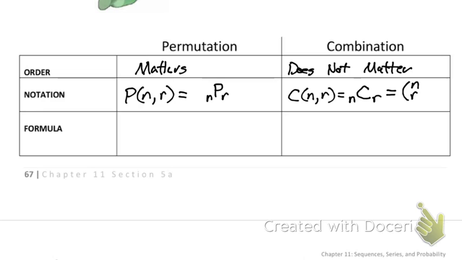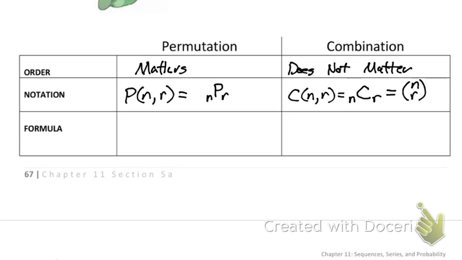This one is not going to have a capital C in it. It's just going to have a parentheses with an N over R. That stands for combination. Every one of those stands for combination. All right, let's get to the formulas. The good thing is they're very, very similar.